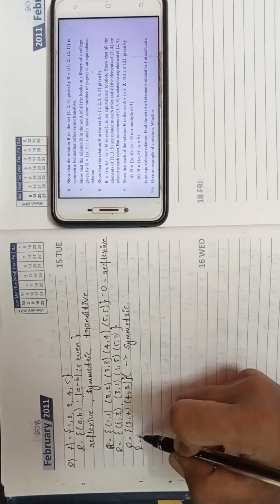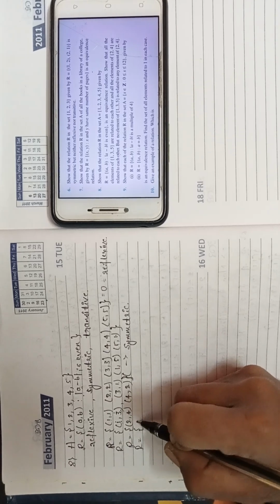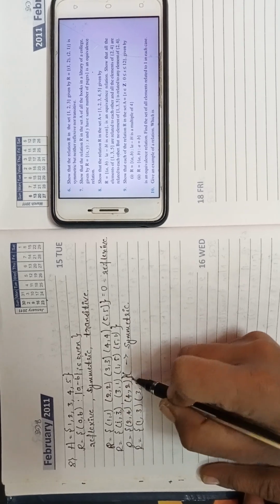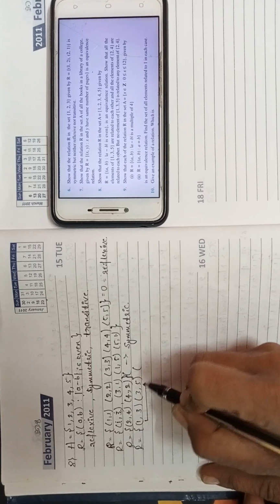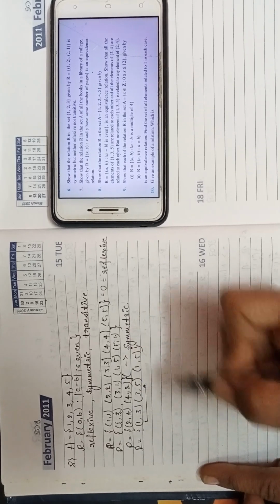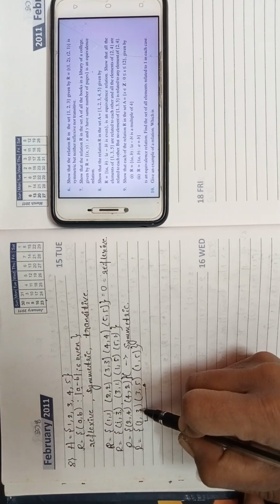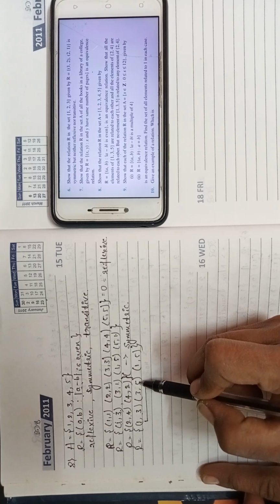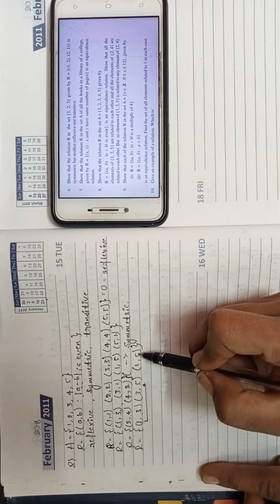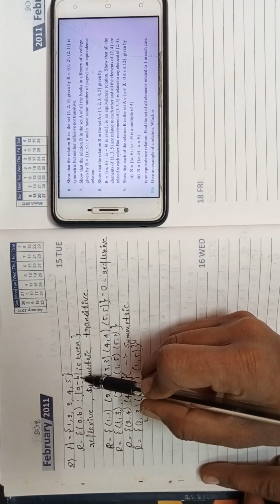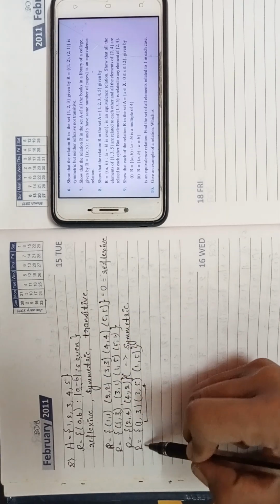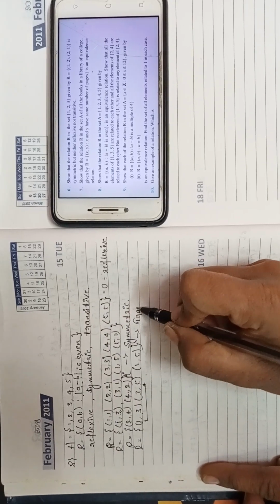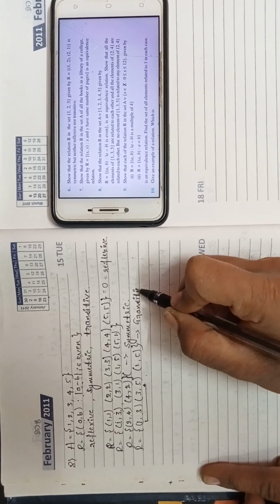Let's check with the transitive. So if I write (1,3) and (3,5), I have to check for (1,5) for the transitive relation. 1 minus 3 is minus 2. Mod of minus 2 will be plus 2, that is even. 3 minus 5 will be minus 2, mod 2, which is even. 1 minus 5 will be minus 4 and mod of minus 4 will be plus 4, that is even. So as per this condition, I can write this relation as transitive.